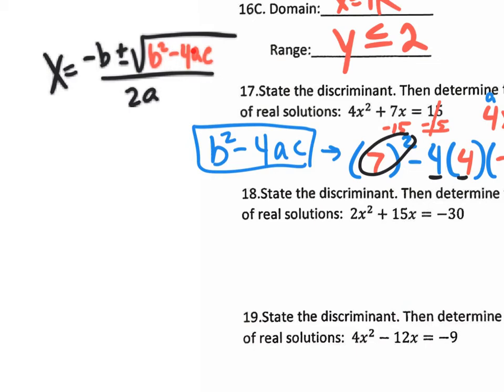If your discriminant is equal to 0, then the square root of 0 is 0. And it doesn't matter if you add 0 or subtract 0, you're only going to get the same answer. So you only have one answer if your discriminant is 0.